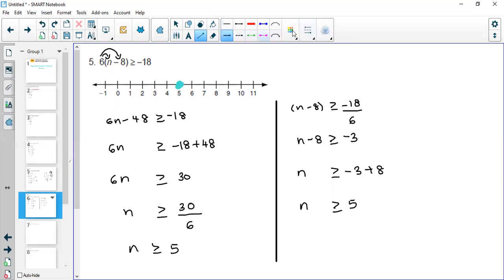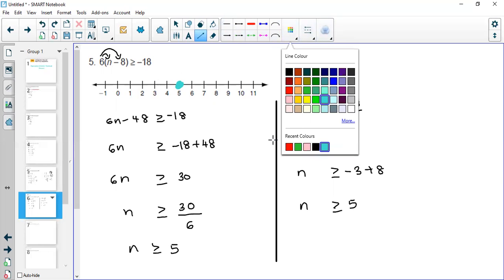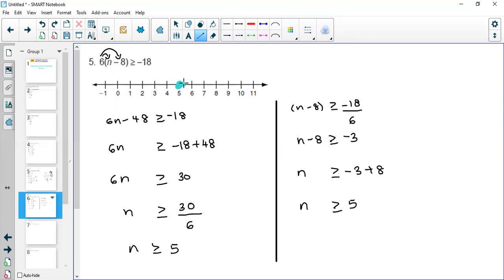Now how about the arrow? Should it go to the left or to the right? It says greater, which means it should show all the numbers greater than 5, which means even 100 can be a solution for n, because 100 is greater than 5.